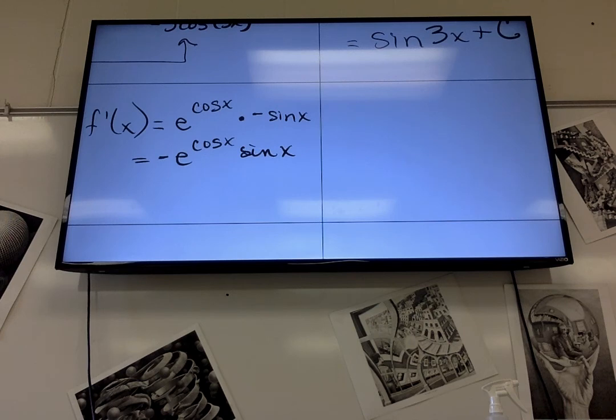So I take the antiderivative. Are you just going to say we got that and then move back to it? Yep. So what's it going to be? E to the cosine of x.